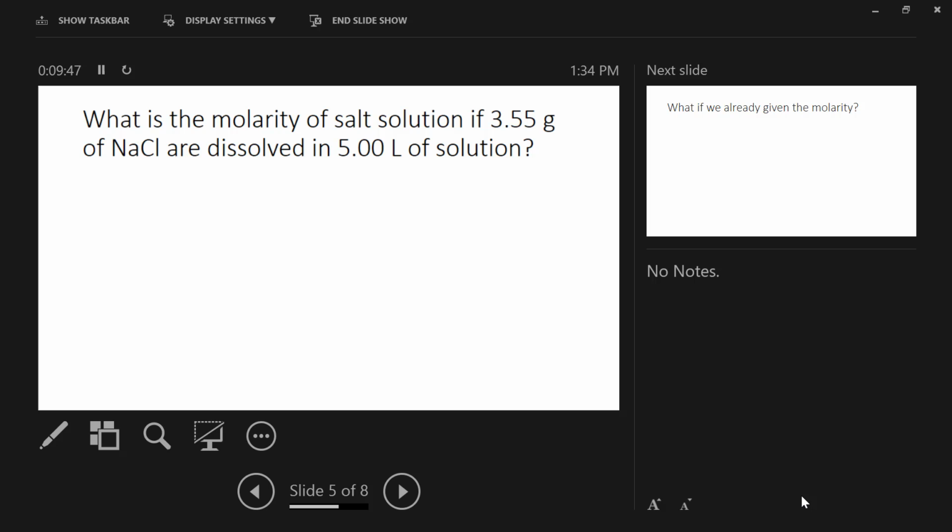What are some tools we have to use? Do we have any tool that we've seen so far today that includes these values? We have one that says molarity is equal to moles divided by liter, right? Right there, we're almost there. We don't know how many moles of sodium chloride we have. We do, however, know how many grams of sodium chloride we have.